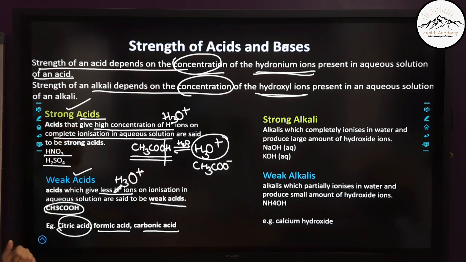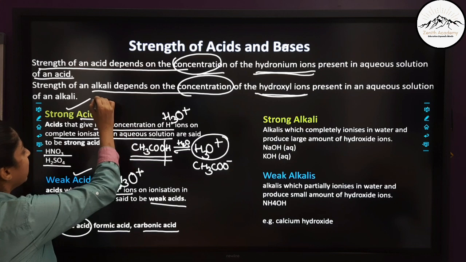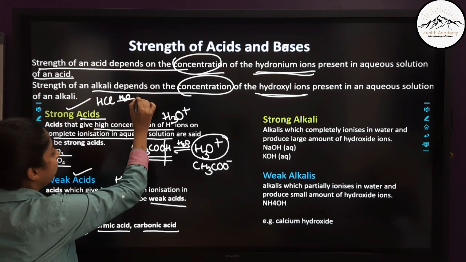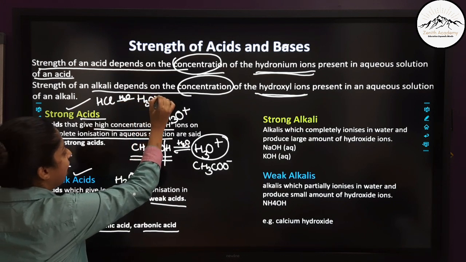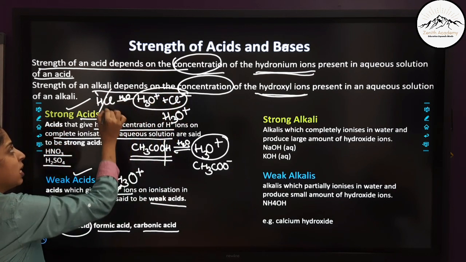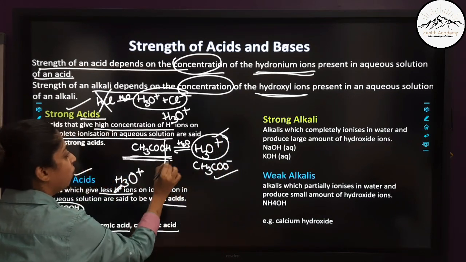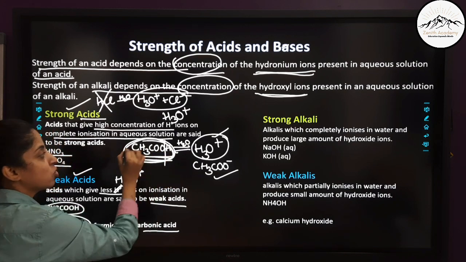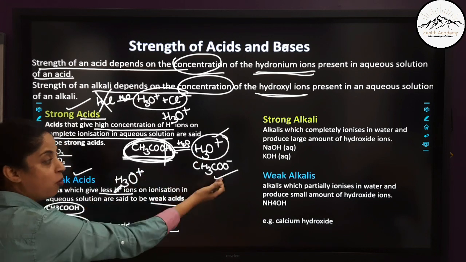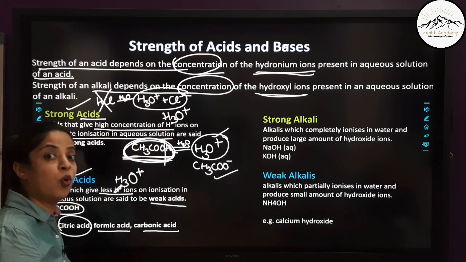In strong acids, the acid completely ionizes, therefore there will be no molecules. If we take HCl in water, it will give H3O plus and Cl minus. So in the solution you will get only ions, there will be no HCl present. But here, along with these ions, there will be molecules of undissociated acetic acid also present. So this will partially dissociate to form ions, therefore less concentration. Here it will completely dissociate to give more concentration.